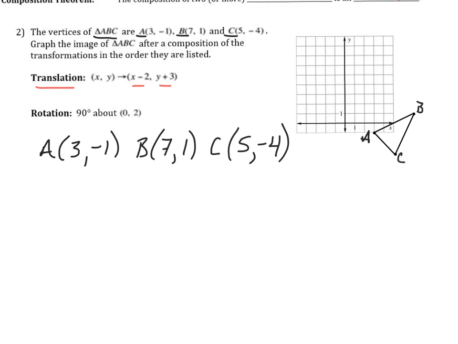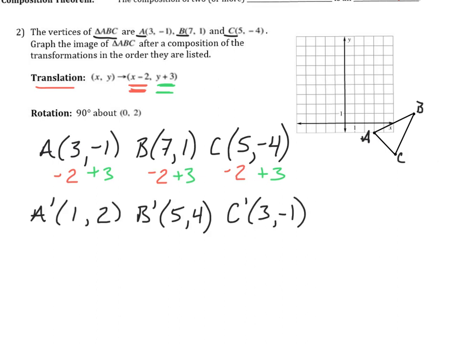So I've jotted down my original points, and for my translation, first thing I'm going to do is subtract 2 from my x coordinates. All of these, I'm going to subtract 2. And then for my y coordinate, I'm going to add 3. Now, since I'm subtracting 2 from the x coordinate, I know that means I'm going to be going left 2 units. And if I'm adding 3 to the y coordinate, I know that means I'm going to be going up 3 units. So after this translation, I get my new coordinates, A prime, B prime, and C prime.